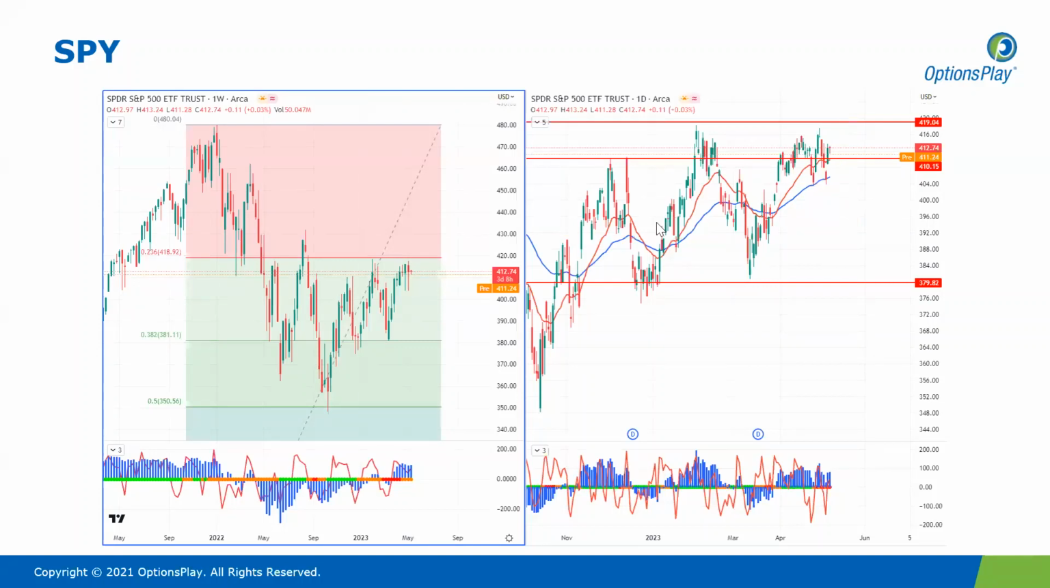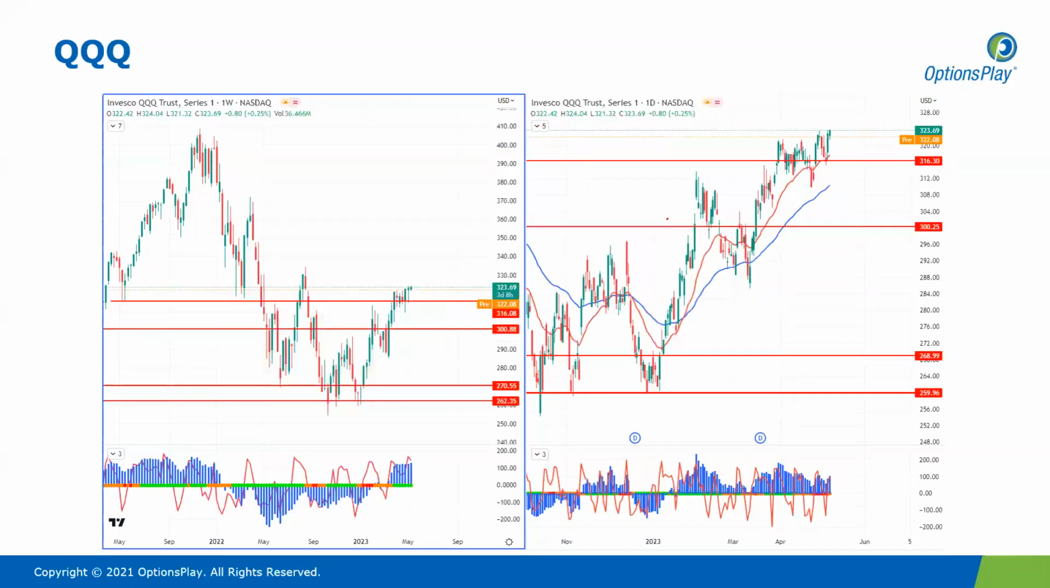but again, very much dependent on the macro picture. Now, moving on to the NASDAQ 100. The NASDAQ 100 is definitely outperforming the S&P 500 by just a little bit. Price is opening a little bit lower this morning, like the S&P 500, but it is still breaking out on a relative basis, right? Breaking above the 320 area, which is acting as resistance.